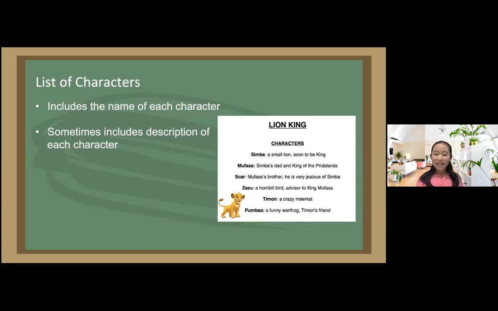Over here is an example. The play is called The Lion King. And in this character list, you can see that there are many characters. To figure out who each character is, we can look at the description to the right of the character name. For example, we can see Simba is a small lion soon to be king.